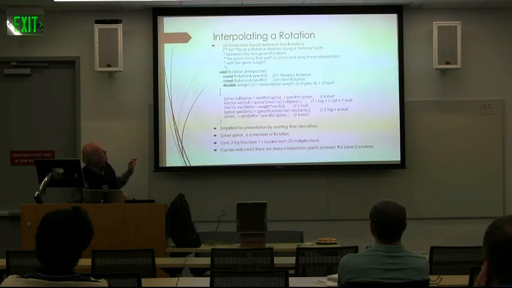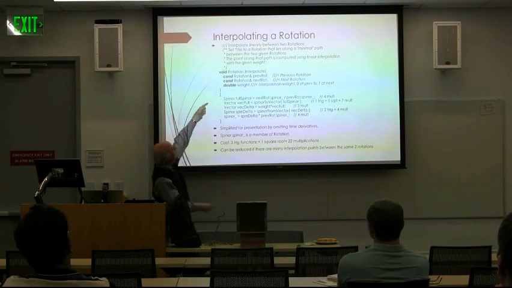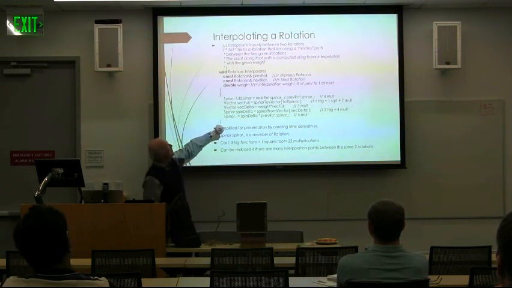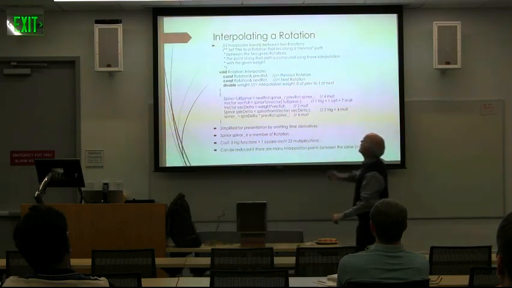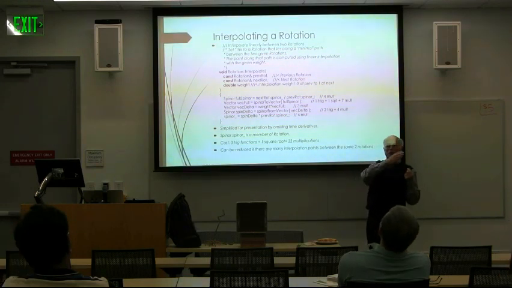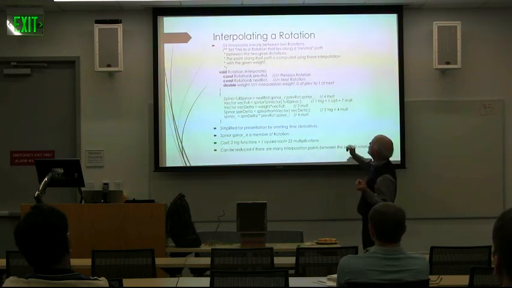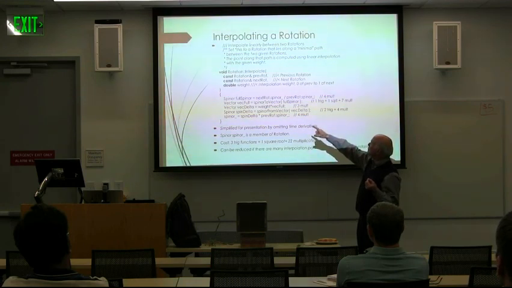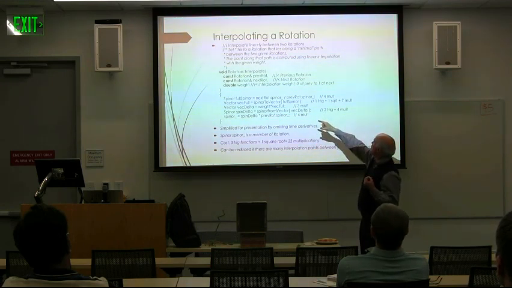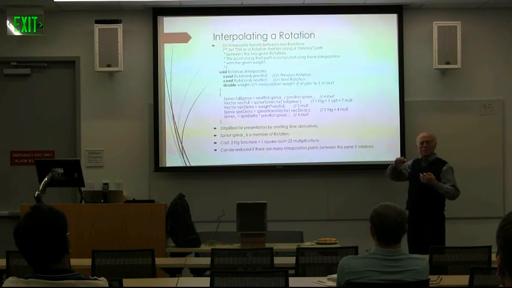Now, this is a version of interpolating a rotation. It puts some of those together. To interpolate from the previous rotation to the next rotation, the weight tells how far you want to go between this rotation and the next one. What's the percentage of how far in between them do you want to go? You've got your spinner, and you divide by the previous rotation spinner. So you get the quaternion corresponding to the change in orientation.